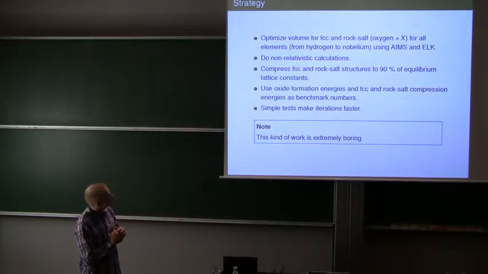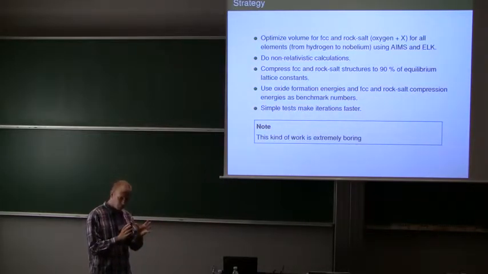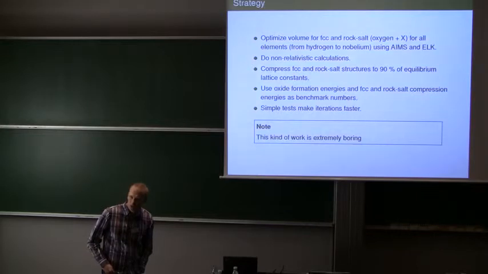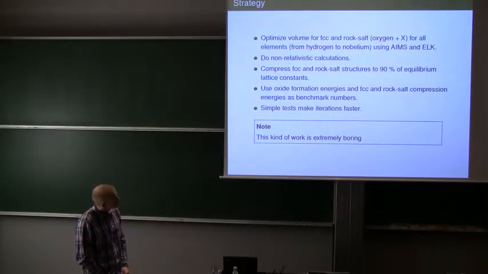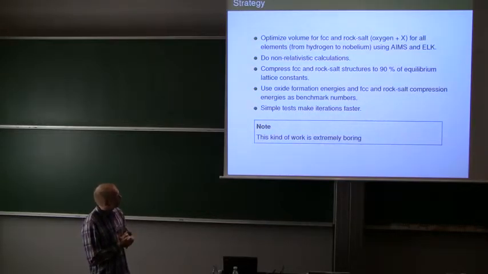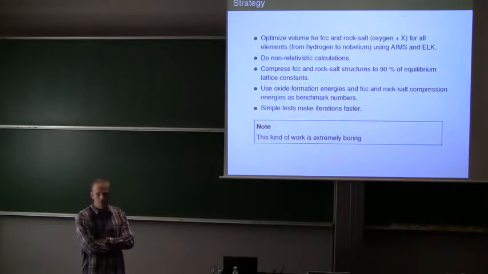So now our reference systems are these FCC and rock salt structures, so we can calculate the oxide formation energies. We can also take the structures and compress them to 90% of the lattice constant, that gives a couple of eV energy cost. So those are also something you can calculate with these two codes. And it's important to do a big compression because otherwise it's just not challenging enough for the PAW setup. And it's very good to have these very fast iterations so we can iterate on the setup parameters fast because it's extremely boring work.